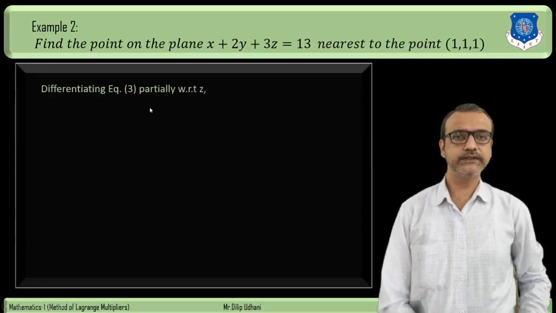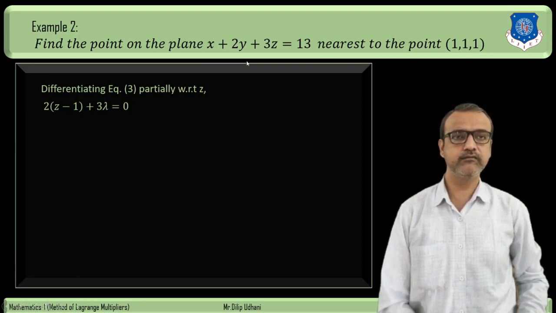Now differentiating equation 3 partially with respect to z. So the derivative of (x minus 1) the whole square will be 0, the derivative of (y minus 1) the whole square will be 0, and the derivative of (z minus 1) the whole square will be 2 times (z minus 1) multiplied by the derivative of (z minus 1). Derivative of z is 1 and of minus 1 is 0.